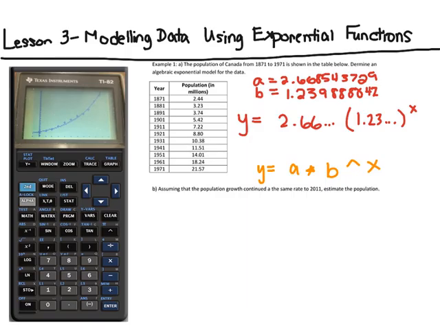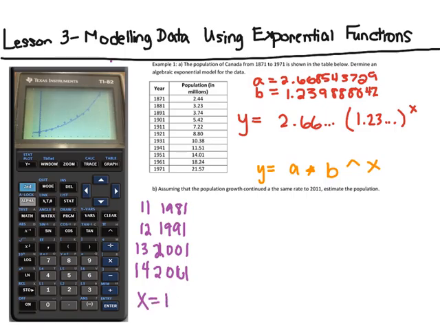Part B says, assuming that the growth continued at the same rate to 2011, estimate the population. We left off at 1971 was 10 years. 1981 would be 11, 1991 would be 12, 2001 would be 13, so 2011 would be 14. So we're going to plug in x equals 14 into our equation.